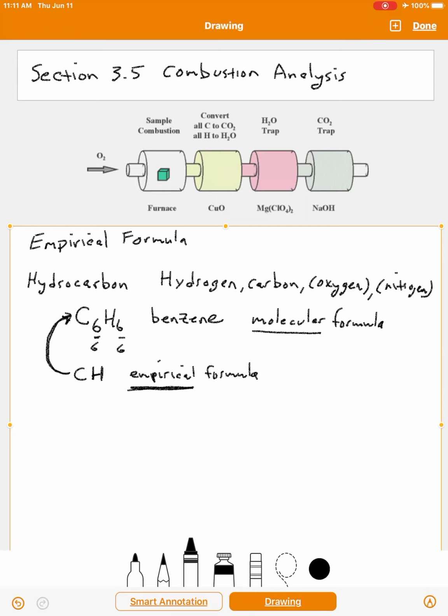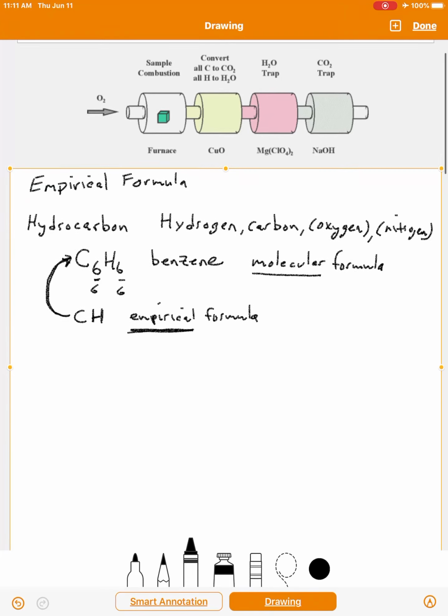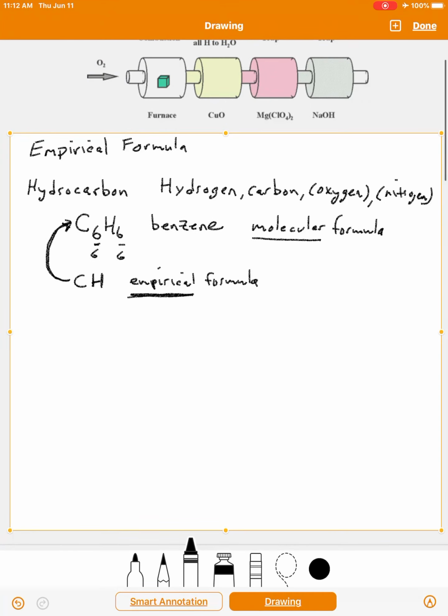Up here in this figure is a diagram of a combustion analysis instrument. Most combustion analysis instruments are similar to this. What you do is flow oxygen through an inlet port, which then mixes with the sample at high temperature. The high temperature takes place in a furnace, and high concentrations of oxygen gas with high temperatures will result in a reaction of hydrocarbons into carbon dioxide and water, and that's called combustion.